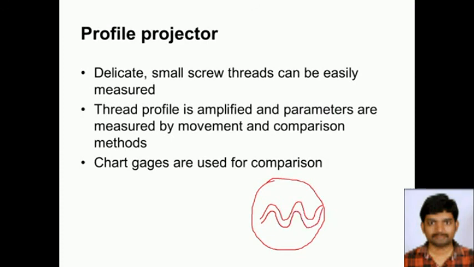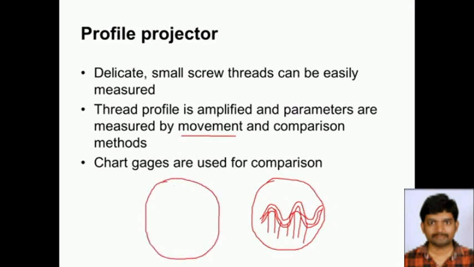Then we should obtain the image of the contour of the workpiece. If the image lies between the two lines on the chart gauge, one corresponding to the maximum size and the other corresponding to the minimum size, then there is a tolerance band. If the image contour is well within the tolerance band, then the workpiece is accepted. So it is a comparison method.